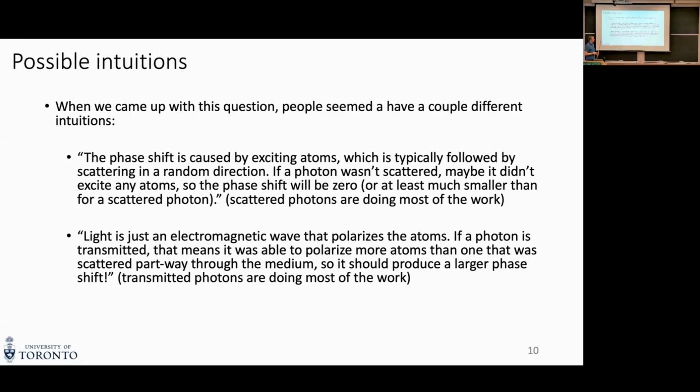But then you can also say, well, no, that picture seems too naive, because in reality, we know that light is just an electromagnetic wave. Everywhere that it's present in this medium, it's polarizing the atoms. It's rotating them slightly up the Bloch sphere, giving them some probability to be excited. If a photon is transmitted, that would seem to indicate that it saw the entire medium, so it had a chance to polarize all of the atoms, whereas if a photon scatters, it only sees part of the medium and then it scatters somewhere. So maybe by that logic, we should expect transmitted photons to give us larger phase shifts. I've labeled these two intuitions: either scattered photons are doing most of the work, or transmitted photons are doing most of the work. Keep these in mind because they're going to show up later in the talk.